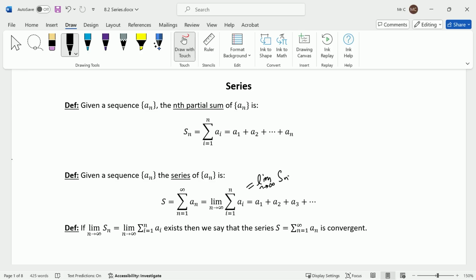So when we talk about a series, all we're asking is what happens when we take the limit of the partial sums of terms, right? So now we're not just looking at what the terms are doing, but specifically what's happening when we add the terms together.